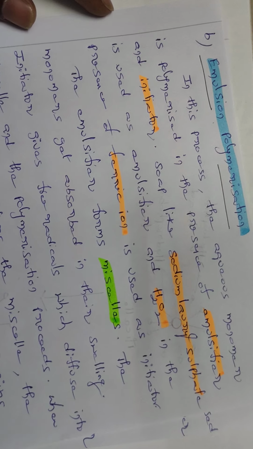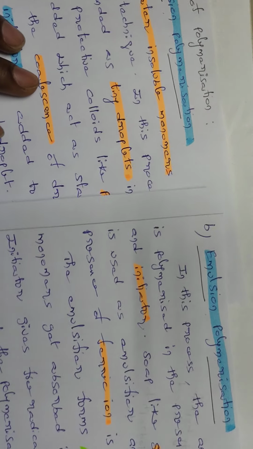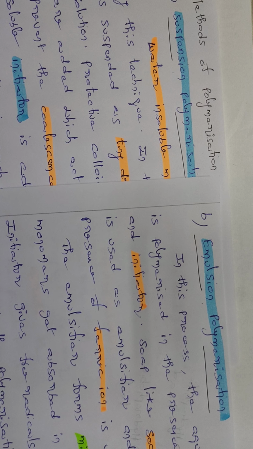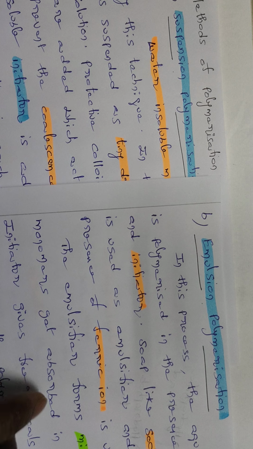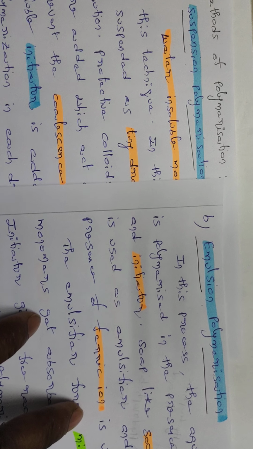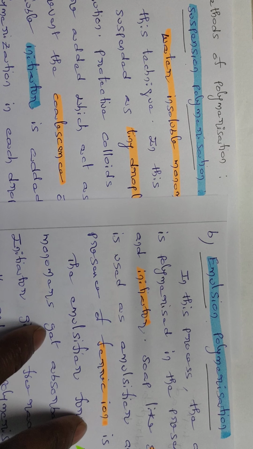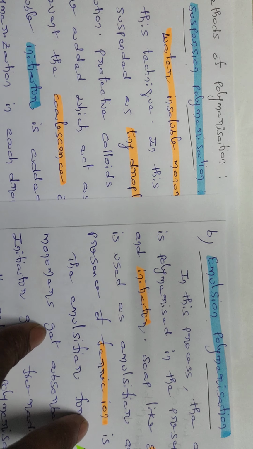What is the difference between suspension polymerization and emulsion polymerization? Water insoluble monomers can be polymerized by suspension polymerization technique. Water soluble monomers can be polymerized by emulsion polymerization technique.